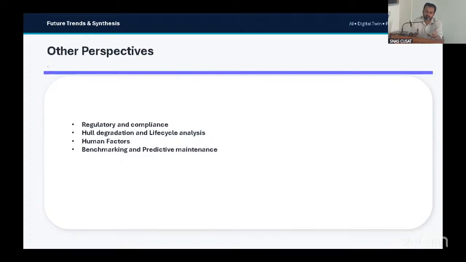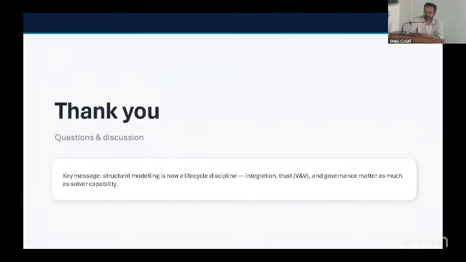These days, there are a lot of mechanisms by which you can get the real-time stresses that are acting, how many cycles of load are coming. Then you can use that for predicting your fatigue. Then how the human factors are intervening, what the benchmarking has to be, and how you handle predictive maintenance. I think with that I conclude, and thank you for your time.